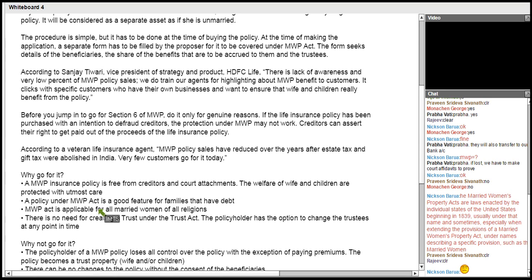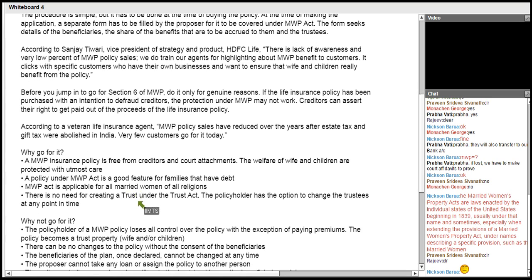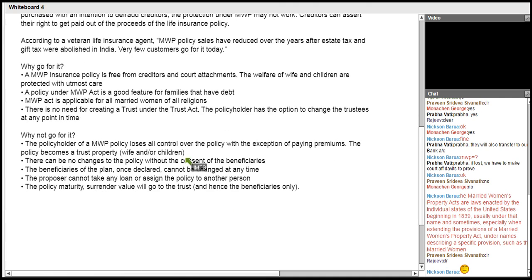To be clear, the MWP Act is applicable for all married women of all religions. There is no need for creating a trust under the Trust Act. The policy holder has the option to change the trustee at any point of time. That is the married women's policy. Do you know about it? Does anyone know about the married women's policy?